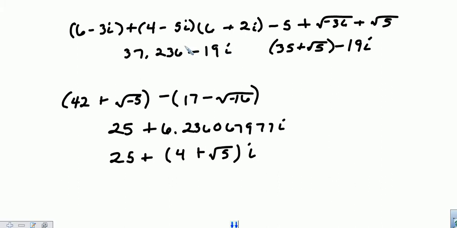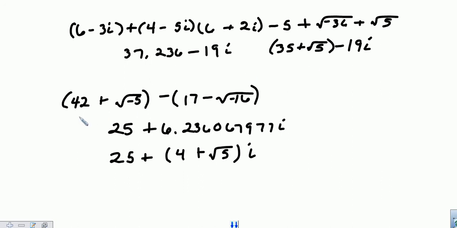So first you're going to look for a negative 19i, and then you're going to look for a number that simplifies to 37.236. That happens to be 35 plus the square root of 5. But if you looked for numbers that were obviously somewhere close to 37, that were obviously positive, you should be able to narrow your multiple choice answers down very quickly and then type in 35 plus the square root of 5 in order to know that it's the correct answer.